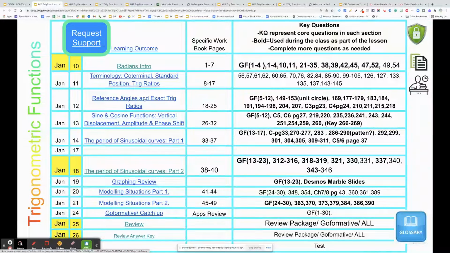Today we're going to look at reference angles and exact trig ratios. In our Math Beacon guidebooks, pages 18 to 25 will provide great support. I like these questions on Go Formative that I've set up for you. These are some good essential questions to look at between 18 to 25. As always, this is a bare minimum. These questions let you know what you know and don't know, so do what you need to make sure you are a master.